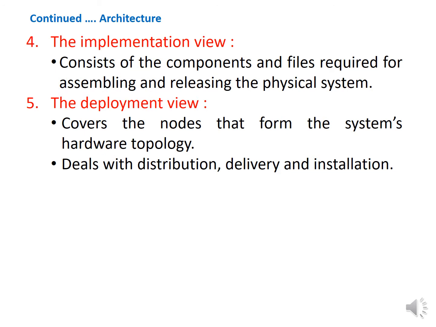The next view is the implementation view. The implementation view of a system consists of the components and files that are used to assemble and release the physical system. And the last one is the deployment view. The deployment view of a system consists of the nodes that form the system's hardware topology on which the system executes. This view deals with the distribution, delivery, and installation of the parts that make the physical system.